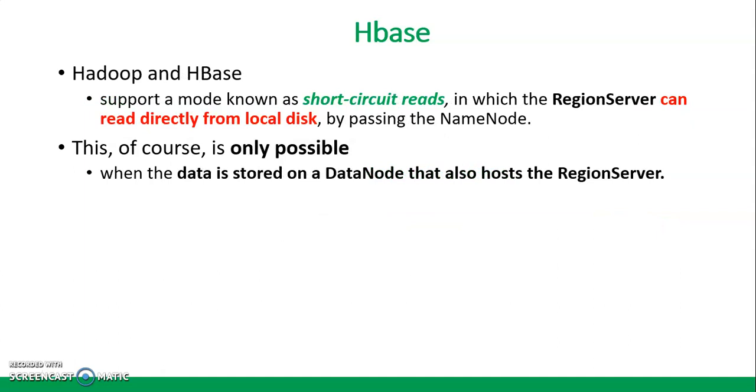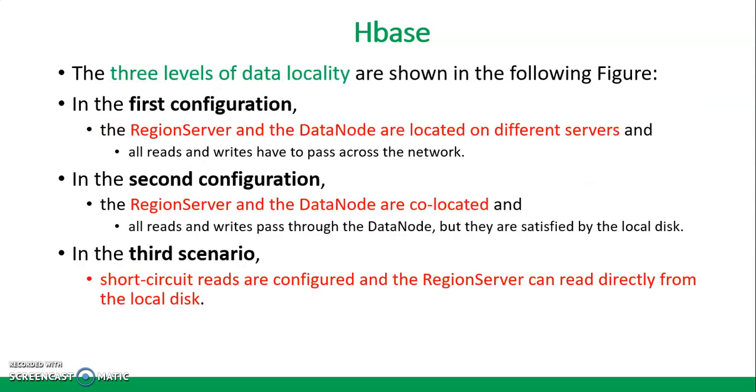Hadoop and HBase support a mode known as short circuit reads, in which the region server can read directly from the local disk, bypassing the data node. This, of course, is only possible when data is stored on a data node that also hosts the region server.